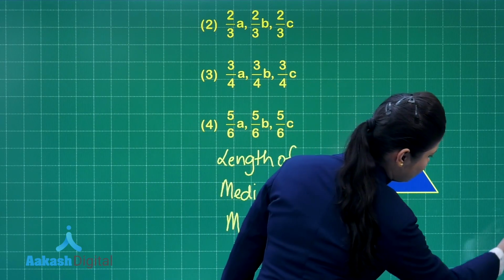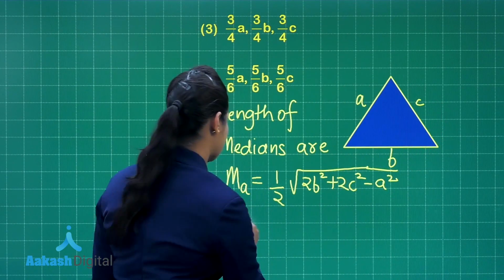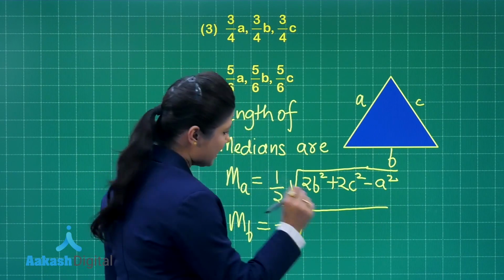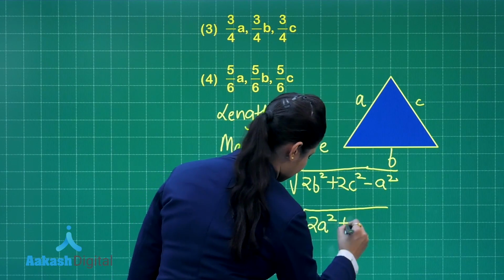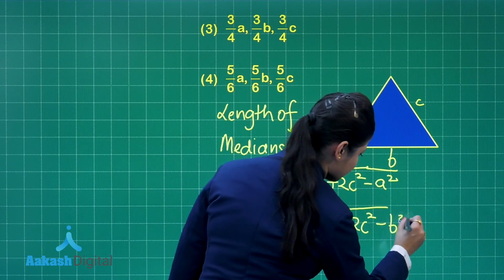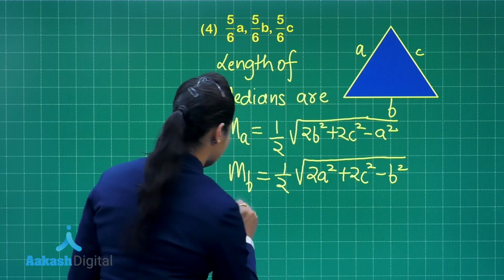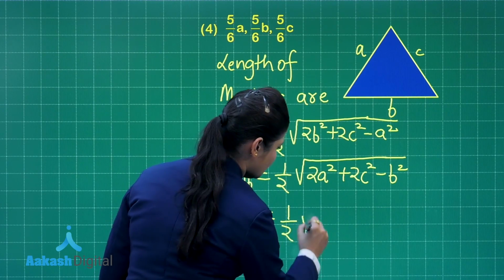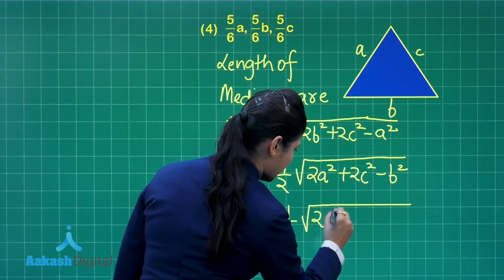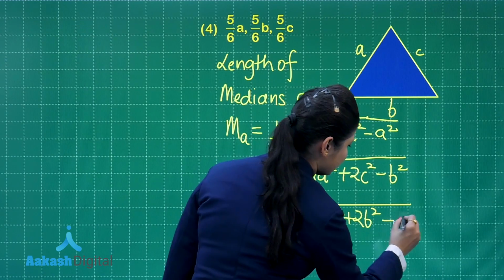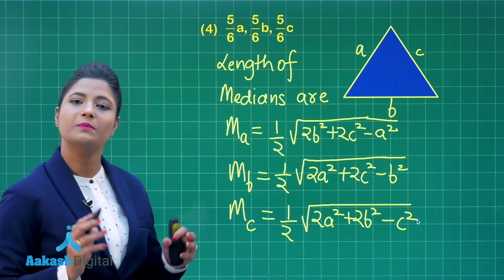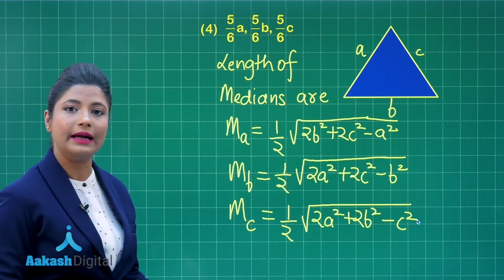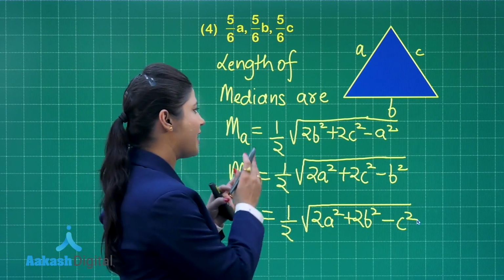In a similar manner, if I consider the median on b, then that will be given by half of the square root of 2a square plus 2c square minus b square. Further, the median on c will be of length half into the square root of 2a square plus 2b square minus c square. And in this question, you are being asked about the length of the medians of the triangle which is formed by the medians of this triangle ABC.